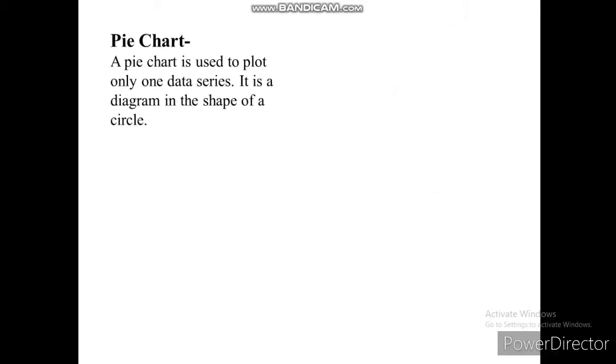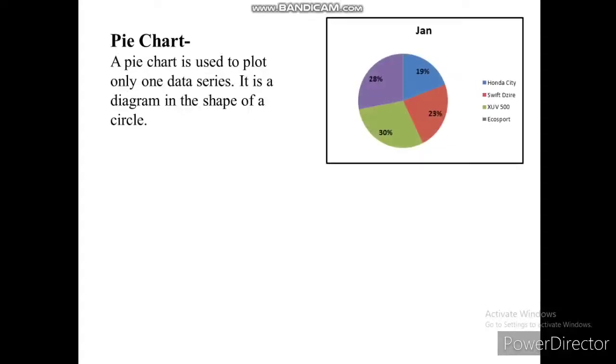Next is pie chart. A pie chart is used to plot only one data series. It is a diagram in the shape of a circle. This is a pie chart. A pie chart is used to represent one type of data series. Only one data series you can represent through a pie chart. You can see in this figure only January month data is represented in this chart, right?